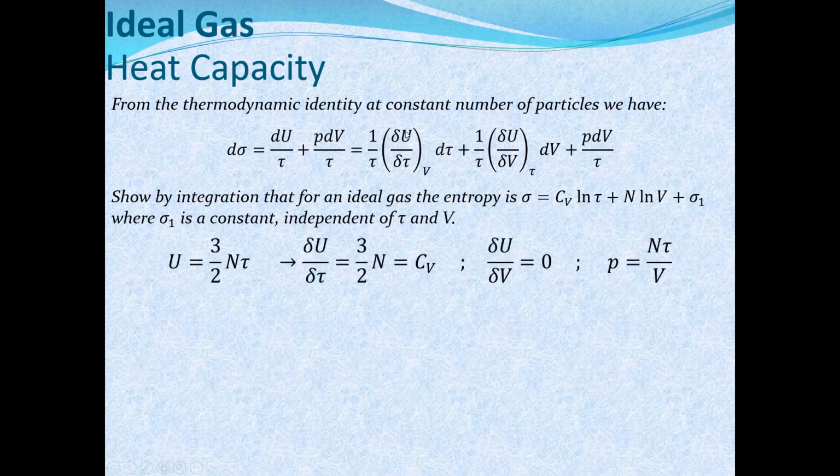So starting with the internal energy, the base equation for internal energy for an ideal gas is 3 halves n tau. Taking the partial with respect to tau gives us 3 halves n, which we're going to want to substitute as CV, as the final answer has that as a term. So we end up having that.